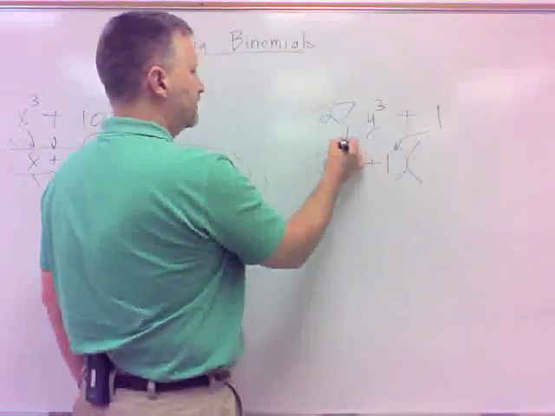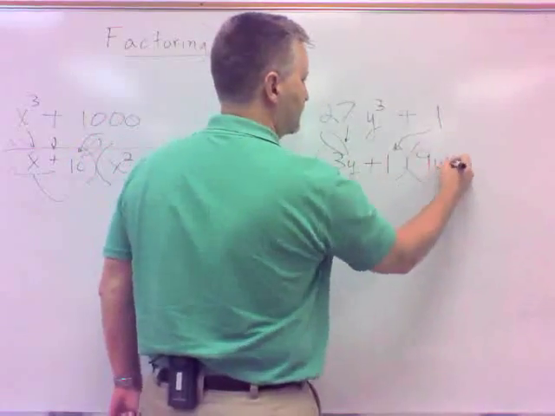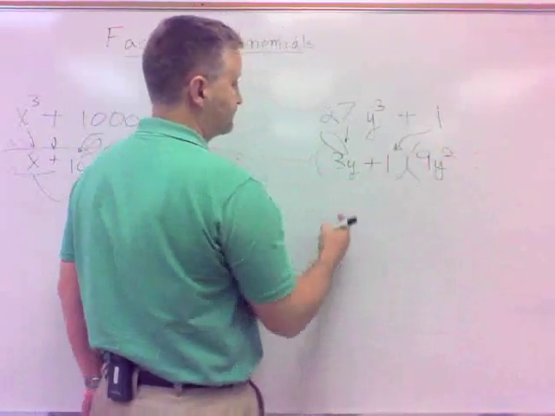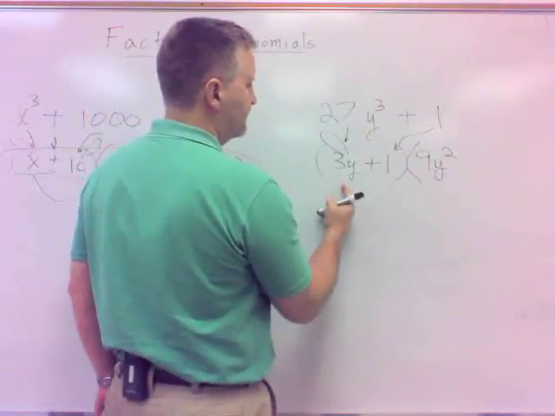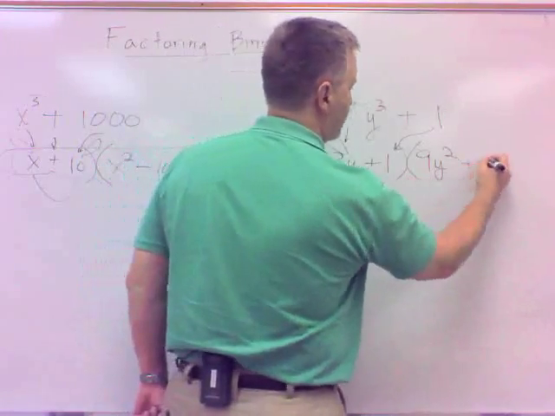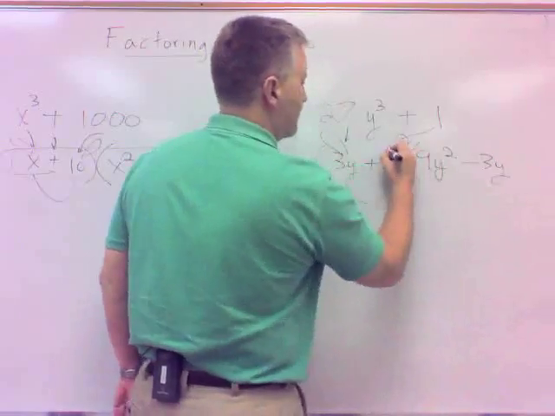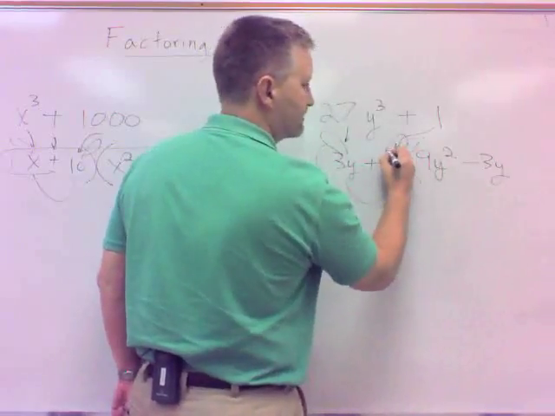Then multiply these two together, so that's 9y squared. 3y times itself. Then I multiply these two for the middle term. 3y times 1 is 3y. It's a minus. And then the last term is this term by itself, plus 1.